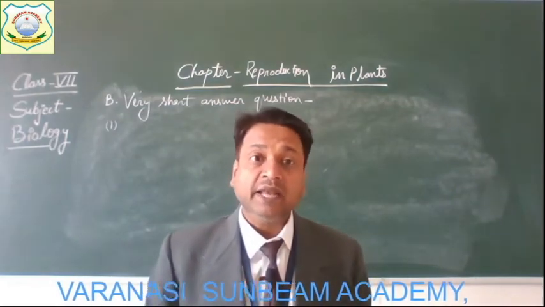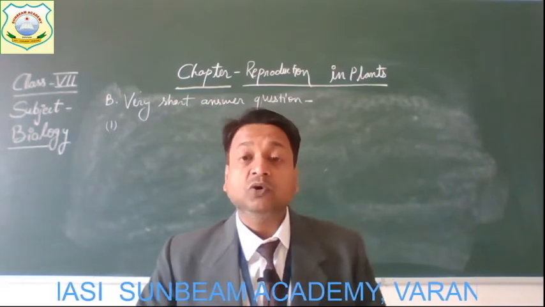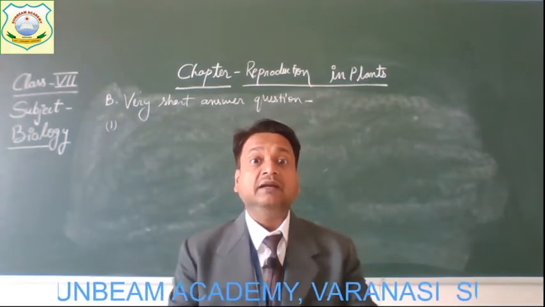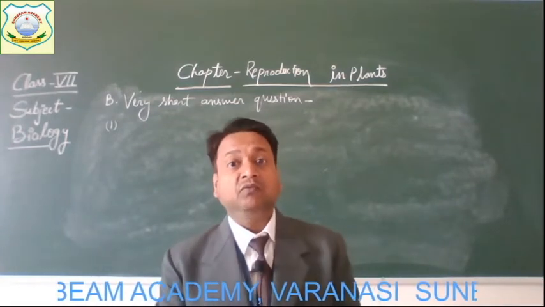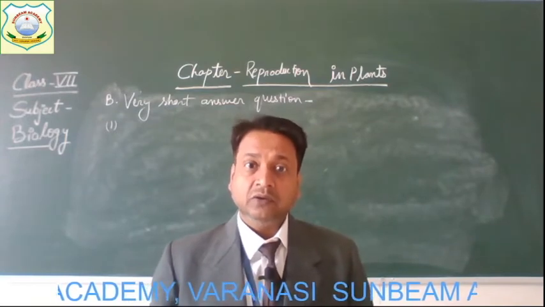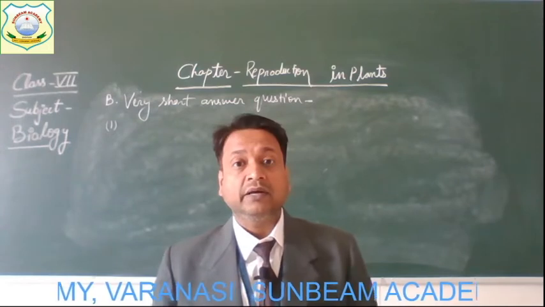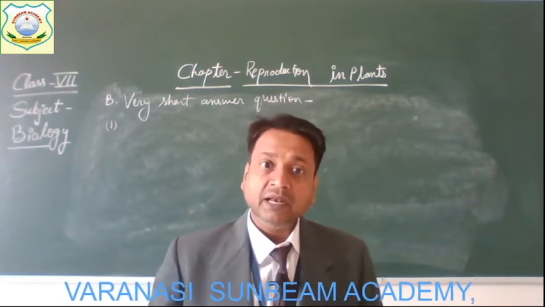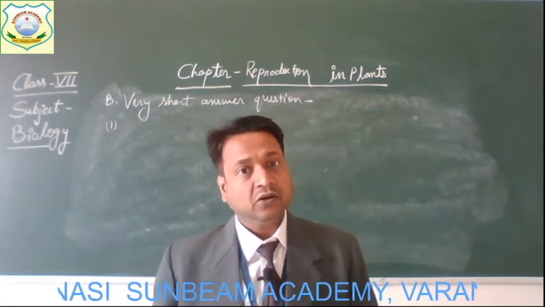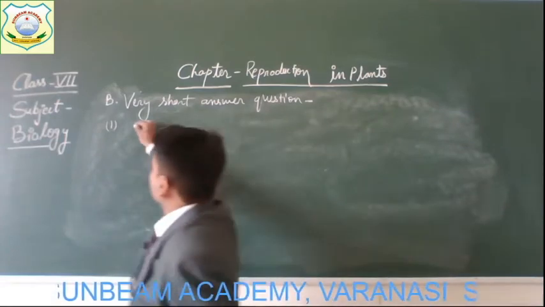Question number 1 is, the method of reproduction that involves only one parent is called. So children, remember that the method in which only one parent is involved is the asexual reproduction method. And the method in which two parents are involved, male and female, is known as sexual reproduction. So the answer to question number 1 is asexual reproduction.